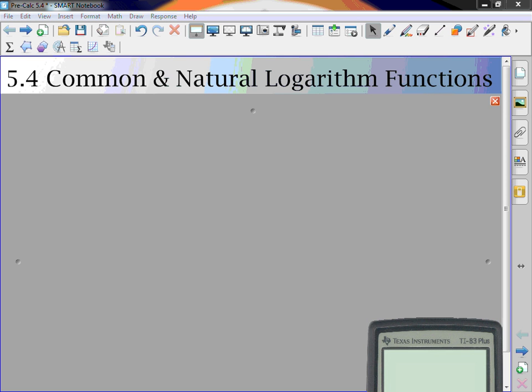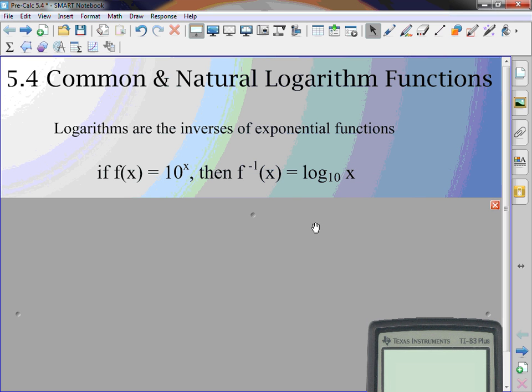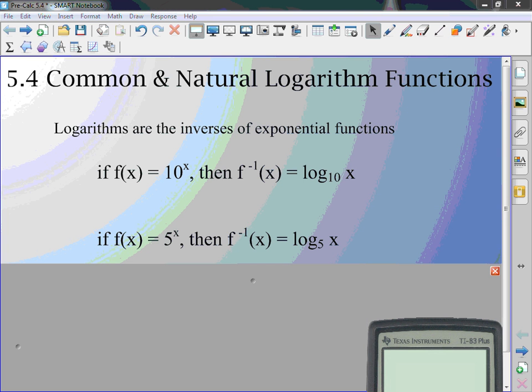We're starting 5.4, common and natural logarithmic functions. Logarithms are the inverses of exponential functions. If f of x is equal to 10 to the x, then f inverse of x is equal to log base 10 of x. If f of x is equal to 5 to the x, then the inverse of f is log base 5 of x.